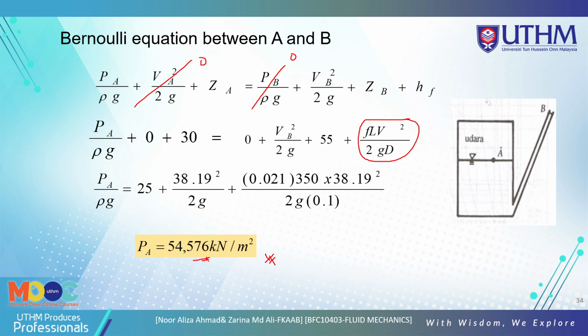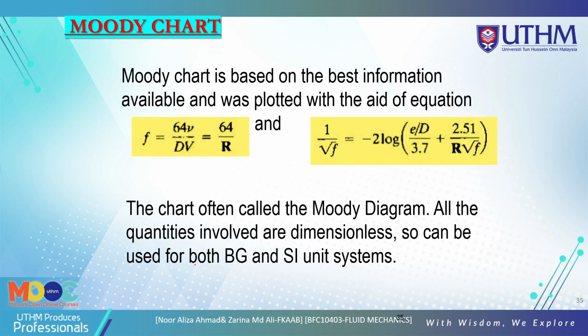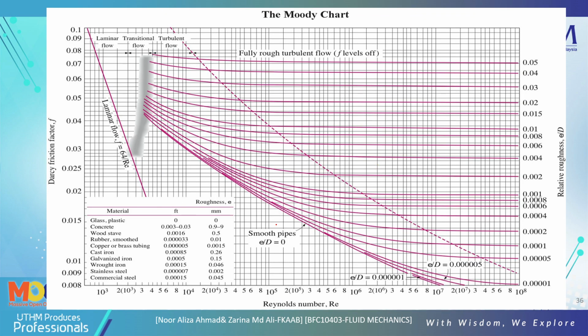Okay, now we look at the Moody chart here. Actually, the Moody chart is based on the best information available and was plotted with the aid of equations. The chart, often called the Moody diagram, involves quantities that are dimensionless, so it can be used for both BG and SI unit systems. The Moody chart here shows the smooth pipe, the E over D, the Reynolds number and the friction factor.